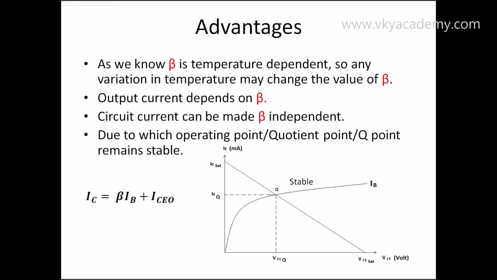Now as we know, beta is temperature dependent, so any variation in temperature may change the value of beta. From this equation, IC is equal to beta IB plus ICEO. Now output current depends on beta. The circuit current can be made beta independent, due to which the operating point remains fixed or stable.